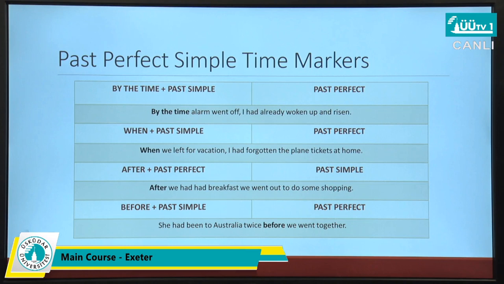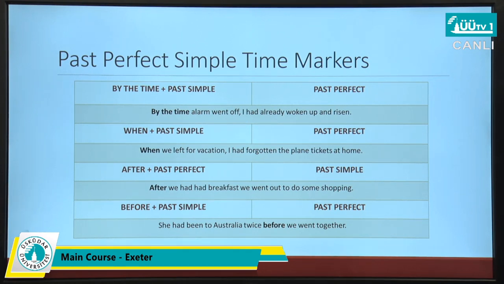And we can use when with past perfect tense again. We use it with past simple and then the past perfect. Let's look at the example here. When we left for vacation, I had forgotten the plane tickets at home. So me forgetting the tickets happened before. We are already on the road now, but I forgot them earlier. So we're talking about this.